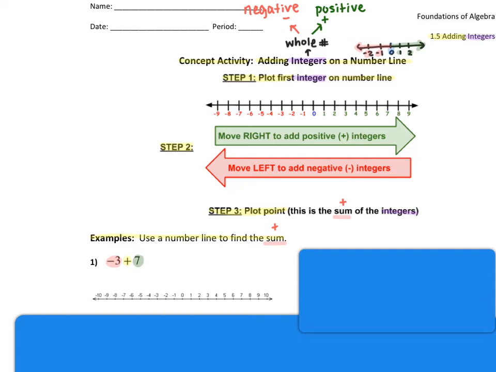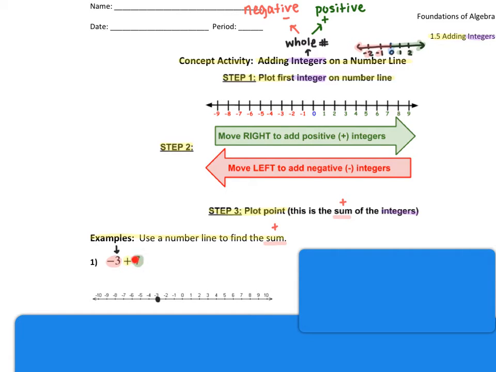For example 1, we're taking -3 plus +7. So if we follow our three-step process, we're going to go ahead and plot this first point onto the number line. So where is -3? And I make a point. Step 2 is telling us that we have to determine based on this second number whether we need to move to the right or the left. So if this number is positive, we know we move to the right. If it's negative, we move to the left.